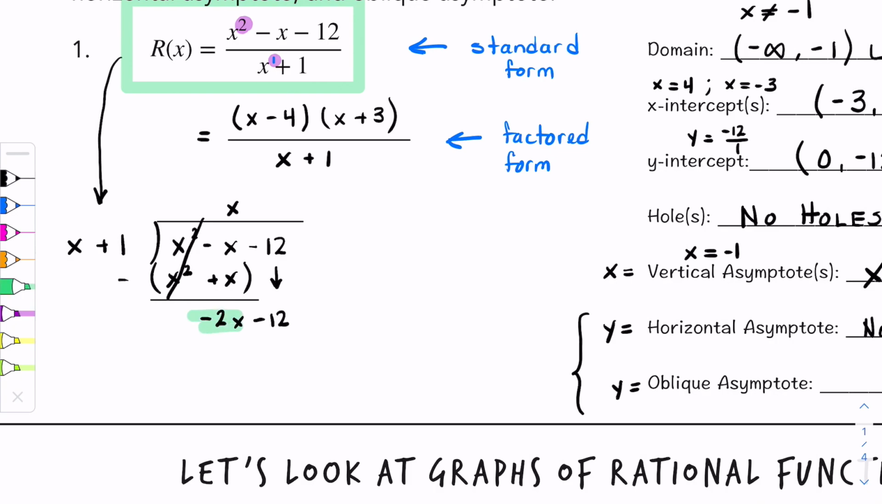Now we have negative 2x divided by x, which leaves us with negative 2. Negative 2 times x is negative 2x. Negative 2 times 1 is negative 2. Okay, we actually don't need to continue because we don't care what the remainder is. We are only looking for the quotient. So the quotient, or the answer, is also considered the oblique asymptote.